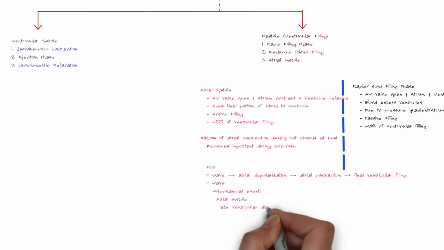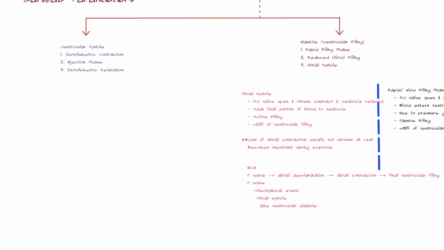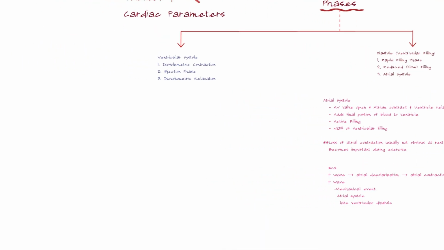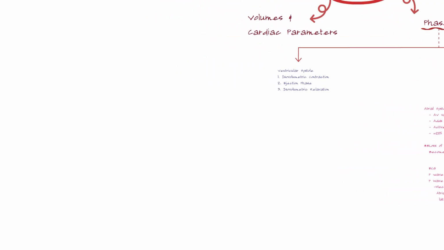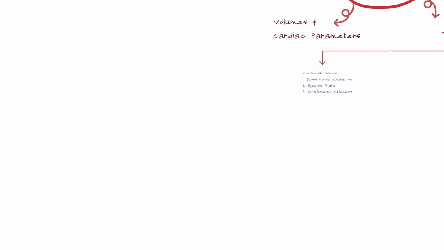The P wave, which represents the atrial depolarization, which means atrial contraction, usually occurs in the late diastole where the atrial systole is occurring.